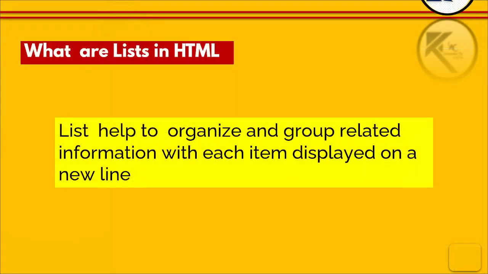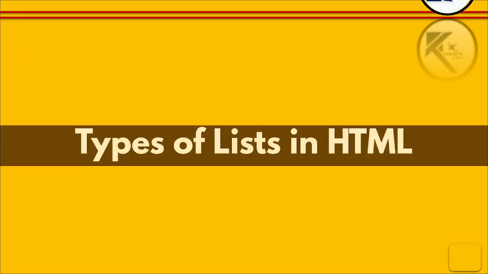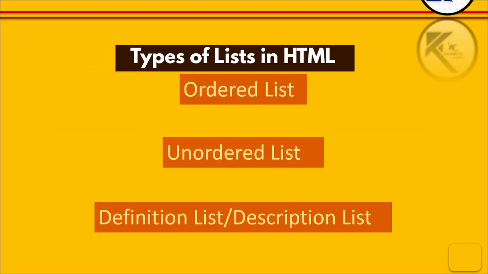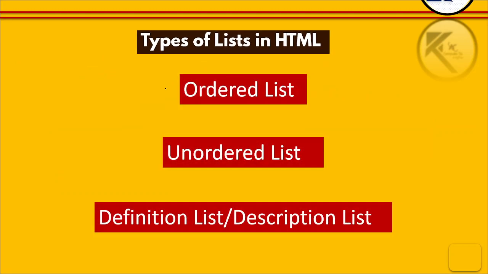Yes, of course. So lists in HTML help us to organize and group related information, with each item displayed on a new line and having some sort of list marker in front of it, but it will depend upon what kind of list we are using. So what are the types of list? There are three types of list: ordered list, unordered list, and definition or description list.